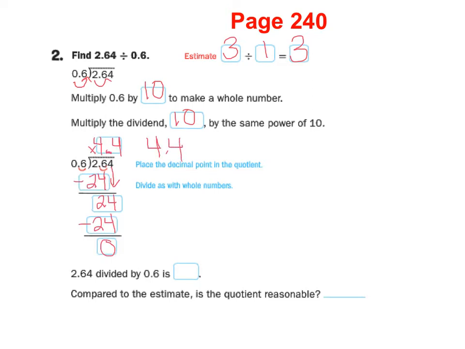2.64 divided by 0.6 is 4.4. So we could check to see with our estimate. We got 4. It's a little bit bigger than 3, but it's a single digit number, so we know that we're on the right track.